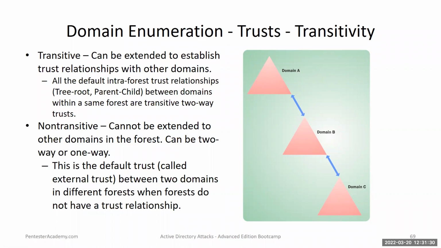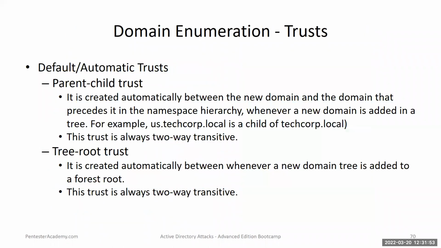And then there are non-transitive trusts that cannot be extended to other domains in the forest. A non-transitive trust is the default trust between two domains in different forests. And that is called the external trust. All right, and external trust is non-transitive. How are the trusts established? There are default or automatic trusts.